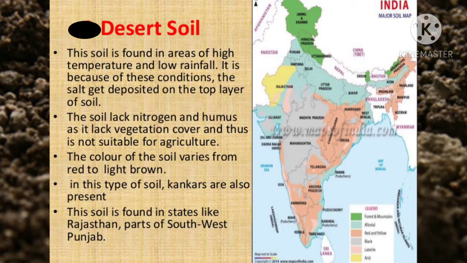The arid soils are mostly developed in western Rajasthan in the desert topography. These soils are poor and contain less humus and organic matter. They are generally used for the cultivation of coarse grains like jowar, bajra, ragi and some oil seeds.